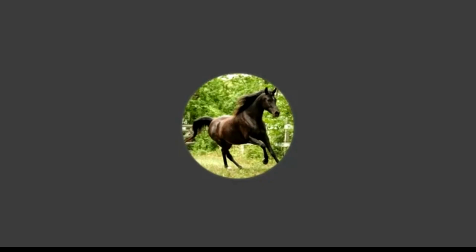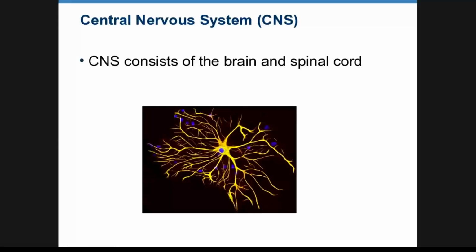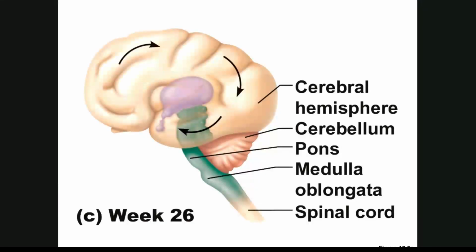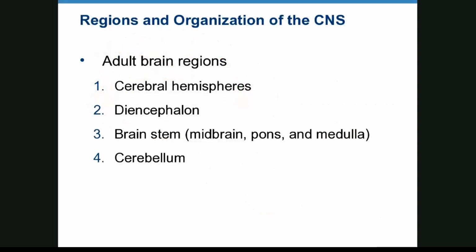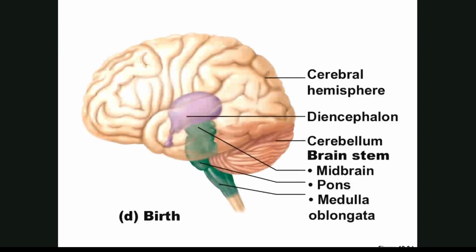This discussion is about the central nervous system. It consists of the brain and the spinal cord. And this is showing a 26-week-old fetal brain. The parts of the central nervous system of the brain consist of the cerebellum, the brain stem, the diencephalon, and the cerebral hemispheres. Here we see our cerebral hemispheres, our diencephalon, our brain stem, and then our cerebellum right here.